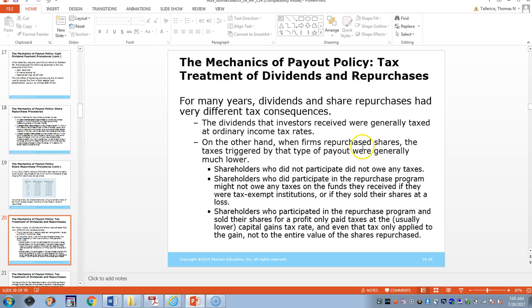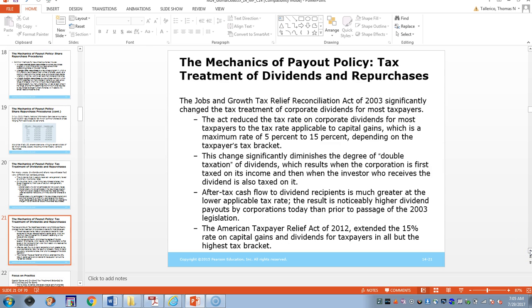All right, so there are different tax consequences whether you collect dividends or do share repurchases, but the tax laws change all the time. So you can go through this and see. Here they talk about the American Taxpayer Relief Act of 2012, and this is where they extended the 15% tax rate on capital gains and dividends. I don't know what it currently is, though. I do my taxes electronically, but it's easy to find out what the current tax rate is.